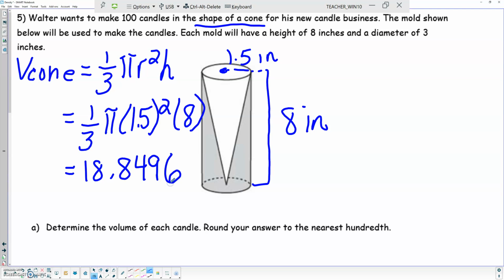Okay, so now in part A, it said round your answer to the nearest hundredth. So hundredth is 2 decimal places. So every candle has a volume of 18.85 cubic inches.